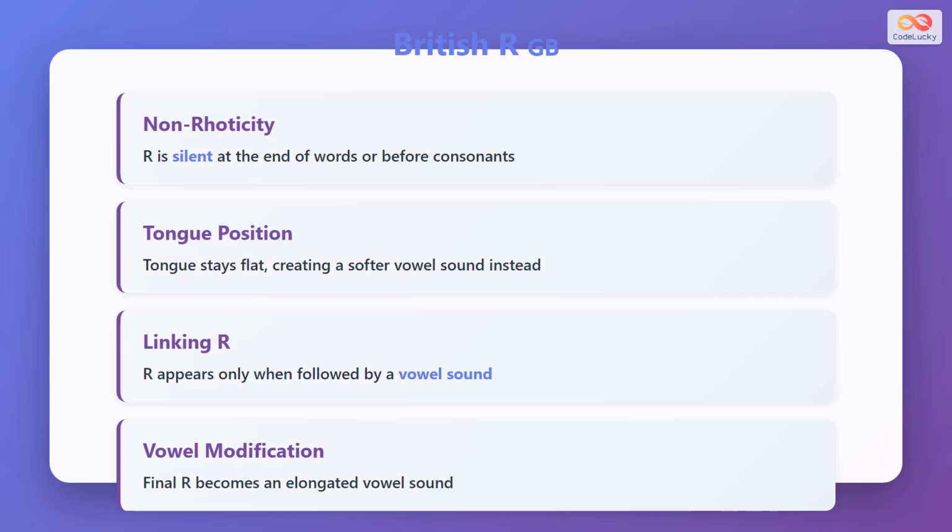British R has four main characteristics. First, non-rhoticity means the R is silent at the end of words or before consonants. Second, the tongue stays flat, creating a softer vowel sound instead. Third, linking R appears only when followed by a vowel sound. Fourth, the final R becomes an elongated vowel sound rather than a consonant sound.